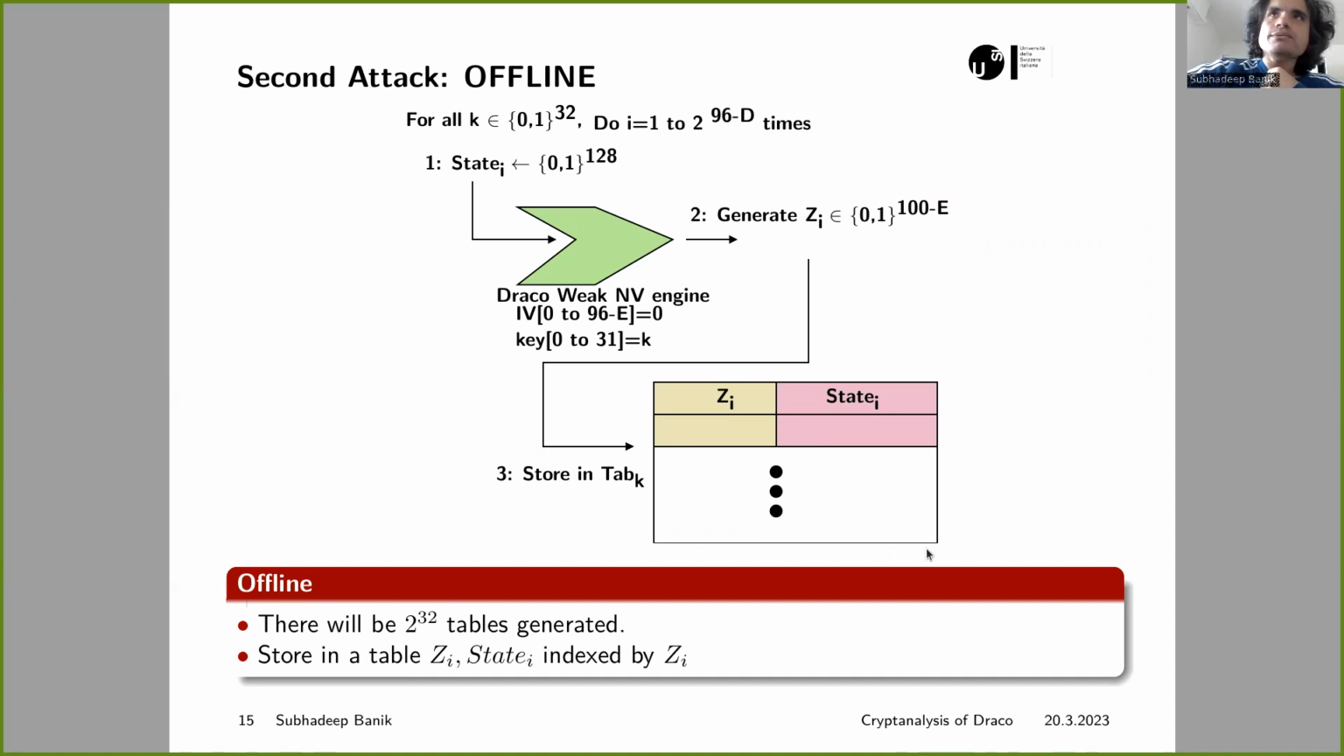In the offline stage, we try to create tables, again, assuming that the stream cipher is already in this weak compromised state. Only difference is that this time you have to construct tables for all the 2 to the power 32 key prefix values. So we generate 2 to the power 96 minus capital D random 128-bit states, and generate these 100 minus E keystream bits, and store this pair keystream comma state in the respective table tab of K.